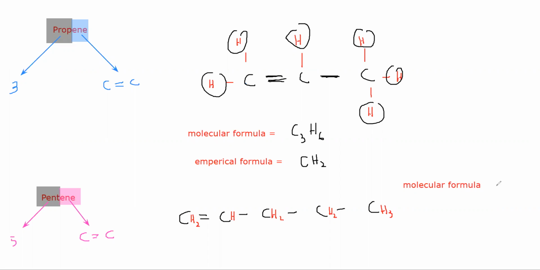So the molecular formula is C5H10. 5 carbon atoms and 10 hydrogen. What is the empirical formula or the simplest ratio? The simplest ratio between 5 and 10 is 1:2.